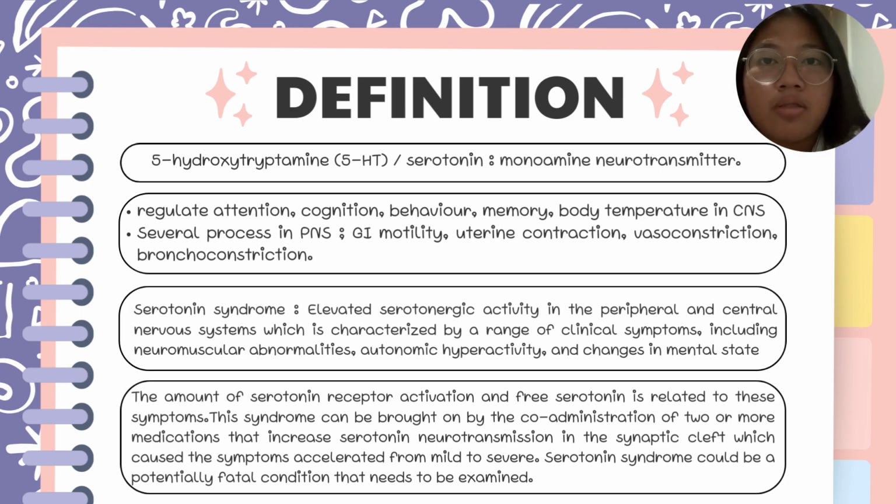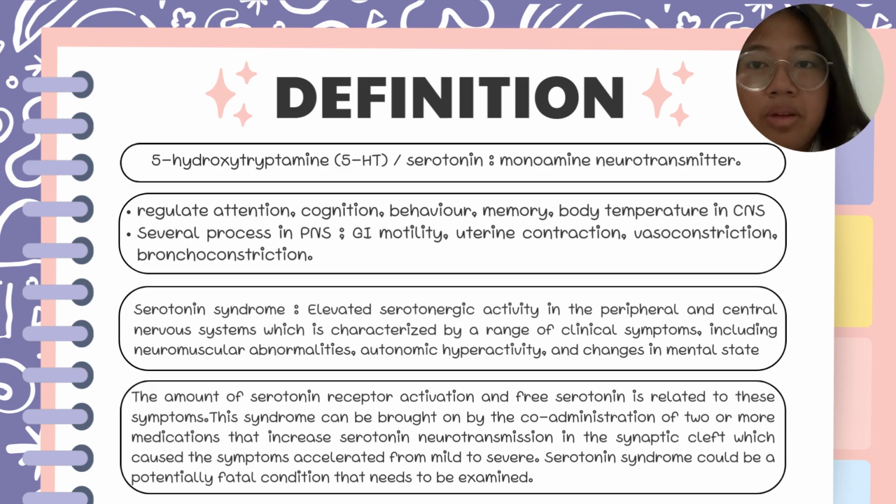So, serotonin, or 5-hydroxytryptamine, is a monoamine neurotransmitter. The function is to regulate several processes in the central nervous system and peripheral nervous system. Serotonin syndrome is elevated serotonergic activity in the peripheral and central nervous system, which is characterized by a range of clinical symptoms including neuromuscular abnormalities, autonomic hyperactivity, and changes in mental state. The amount of serotonin receptor activation and free serotonin is related to these symptoms.